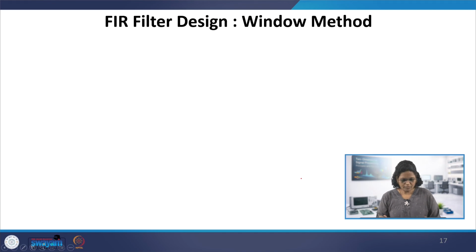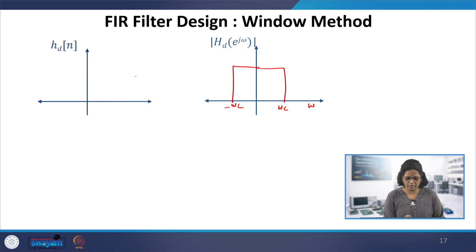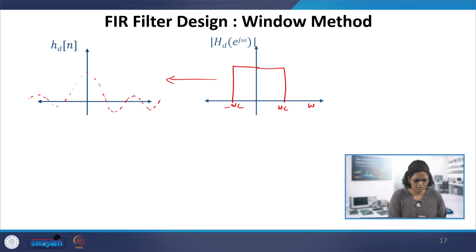So if we take the same thing here, supposing I just draw it here, the desired frequency response is going to have omega c and minus omega c as the cutoff frequency, and the corresponding inverse Fourier transform is going to be a sinc function with n infinite. So these are the coefficients we get of HD of n, which spreads from minus infinity to plus infinity. But ideally this is not possible, that's what we have seen.